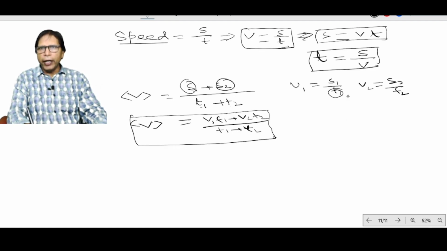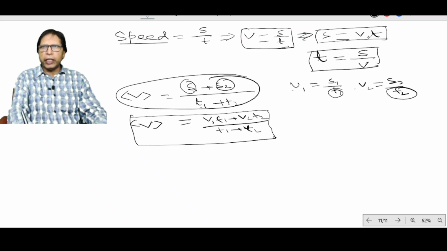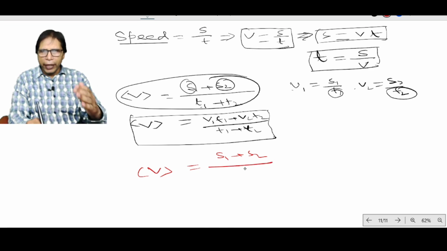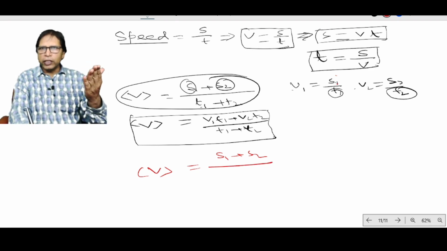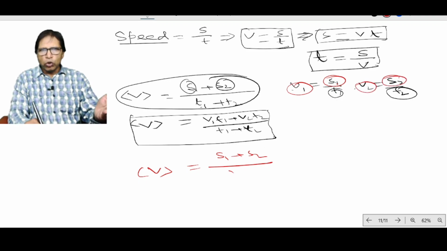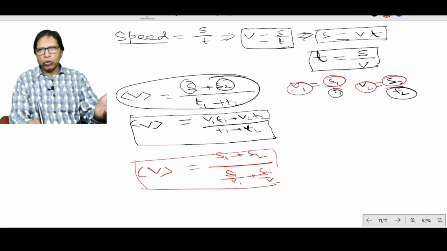Now, if t1 and t2 are replaced in terms of S1, v1 and S2, v2, then average speed can be written as S1 plus S2 divided by, now t1 equals S1 by v1 and t2 equals S2 by v2. So look at this, S1 by v1 plus S2 by v2. Okay, so this is another expression for average speed.